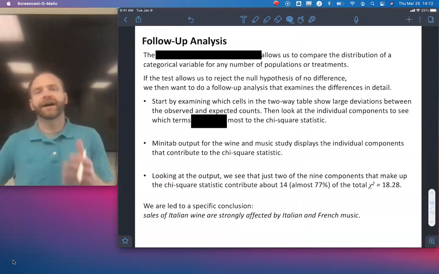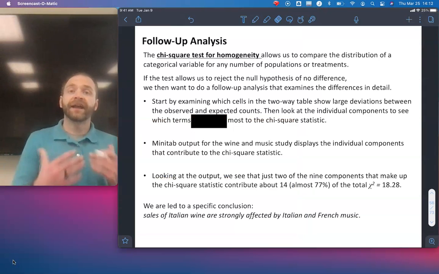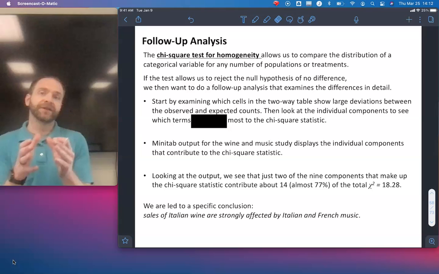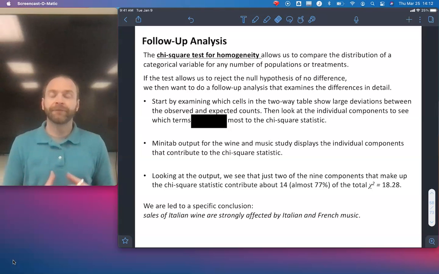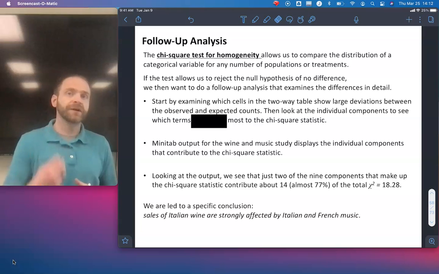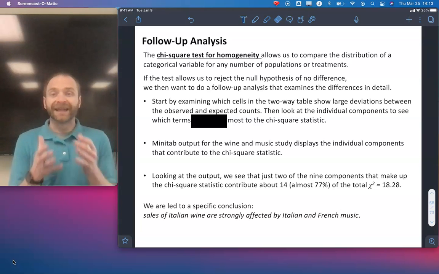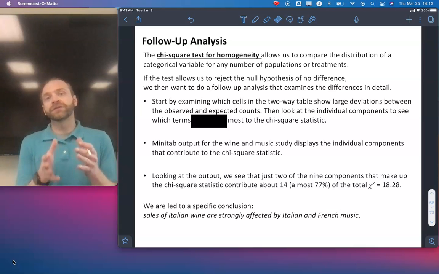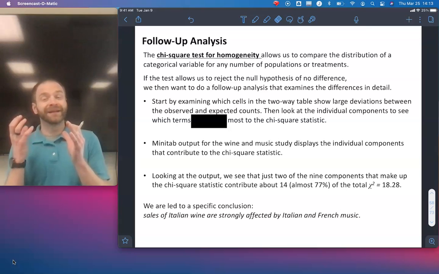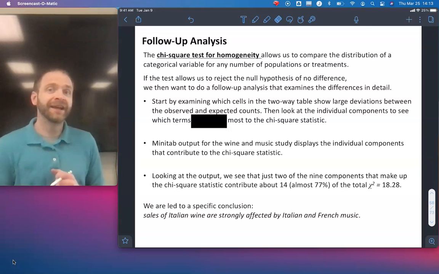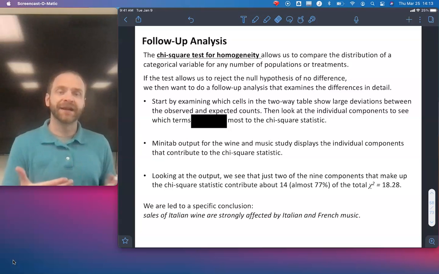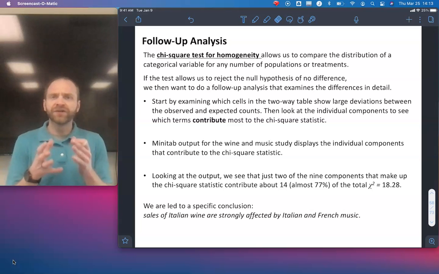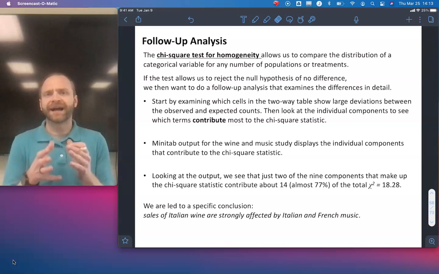So we looked at a chi-squared test for homogeneity. That allowed us to take a categorical variable and look at the distribution of it across different populations or treatments. When we did that, we went through the whole state, plan, do, conclude, four-step process. When you conclude, if you reject the null and conclude the alternative, that means what you saw was so far away from what we expected to see, it probably didn't occur by chance. And we can do a follow-up analysis and look at what contributed the most to that chi-square statistic.